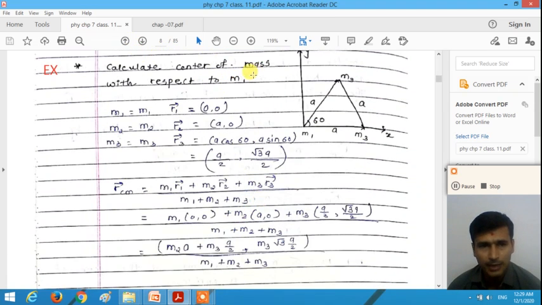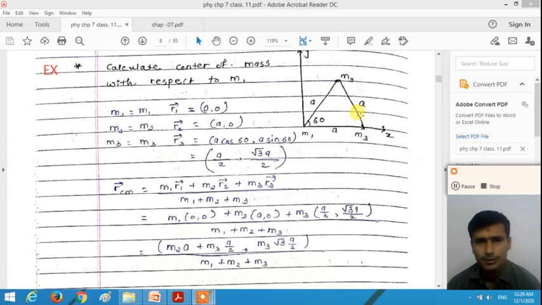Calculate the center of mass with respect to m1. The figure is given to you: an equilateral triangle having a side a. Any other side may also be given in an examination, 2 centimeter, 3 centimeter, or any, right? Objects having masses m1, m2 and m3 are given as 1 kg, 2 kg and 3 kg. Calculate the center of mass with respect to m1, right?